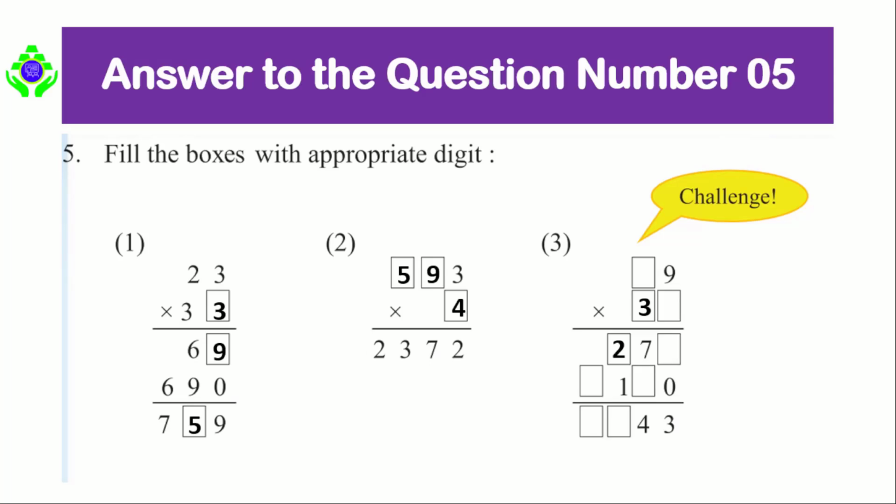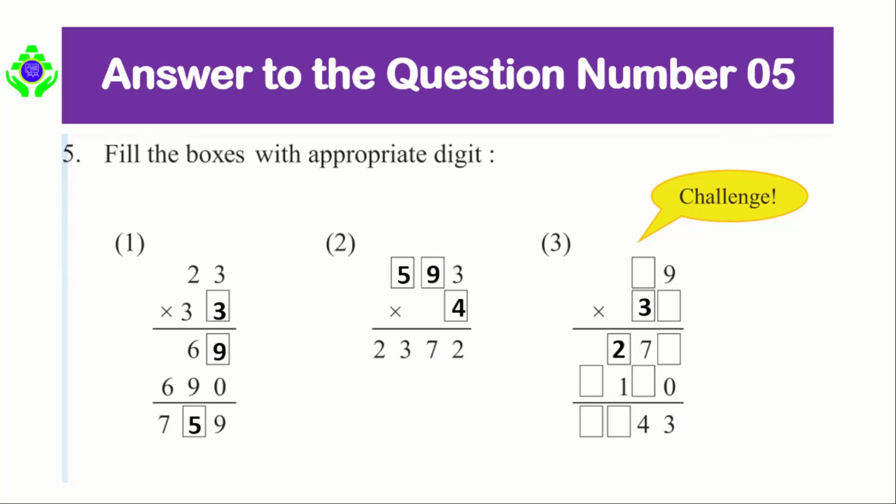So finally, we can say 593 into 4 is equal to 2372. So that's the answer of question number 2. So let's move on to question number 3. It's a challenge. It's written by the author, so maybe it's somewhat more difficult than the first two.